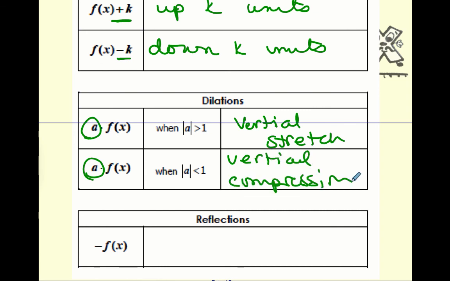And last but not least, whenever you do the opposite of the parent function, and in class, we'll practice with this.